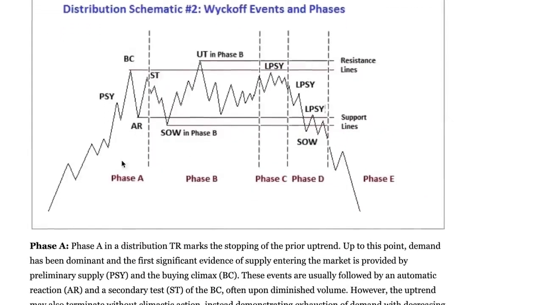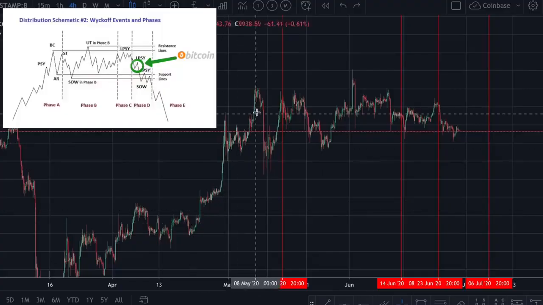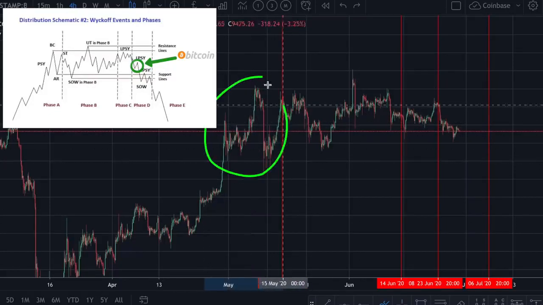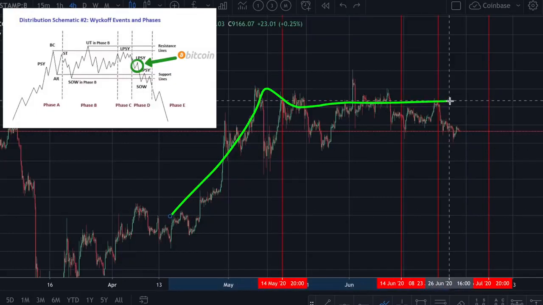All right, so let's take a look at phase A, because we have phase A, phase B, phase C, and phase D, and then you have phase E here, which is the reversal. All right, so phase A in a distribution marks the stopping of the prior uptrend. So this uptrend is coming to an end. Going over to the Bitcoin price, you can see that this is the uptrend, and this is essentially phase A. We are stopping the uptrend and entering into this distribution pattern.